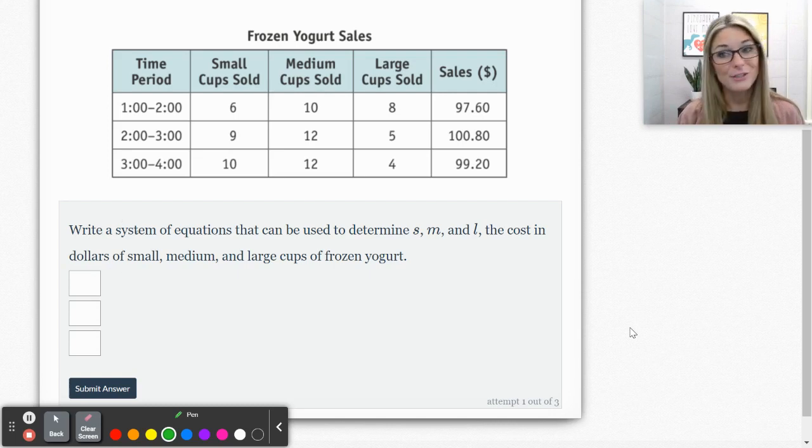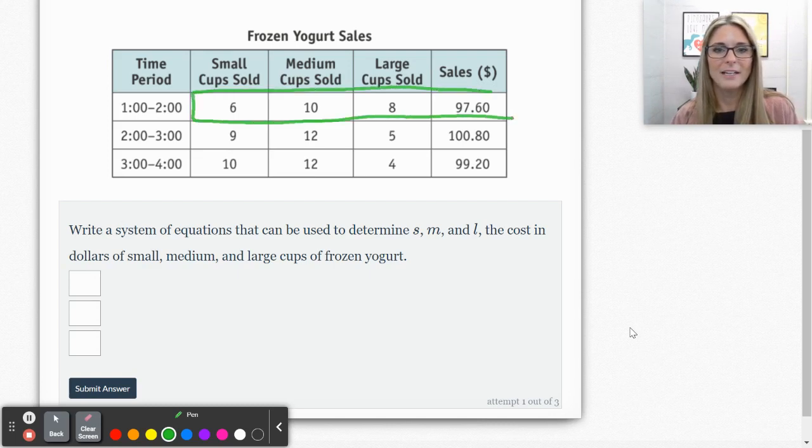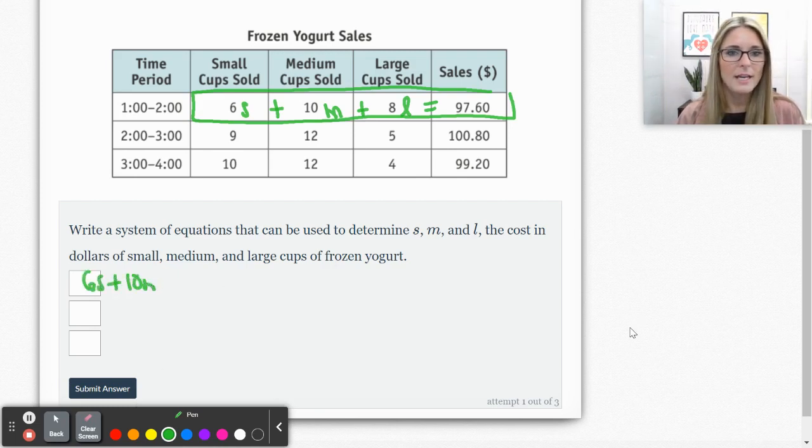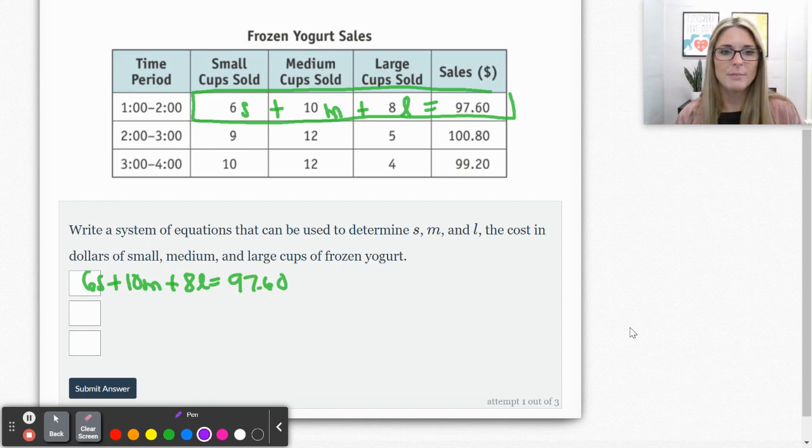Each of these boxes is for each of your equations. We are going to use this top line here and make our equation: 6S plus 10M plus 8L equals 9760. Don't forget to include that. And we'd keep doing that: 9S plus 12M plus 5L equals $100.90. And then the last one, 10S plus 12M plus 4L equals $999.20. So you would put those in each of those lines.